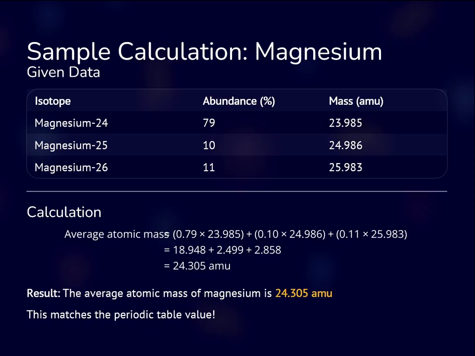Step 2, multiply each isotope's mass by its decimal abundance. Step 3, add them all up. 18.95 plus 2.5 plus 2.86 is equal to 24.31 AMU. Step 4, compare your result to the periodic table value. It lists magnesium's atomic mass as 24.305 AMU, which confirms our calculation.